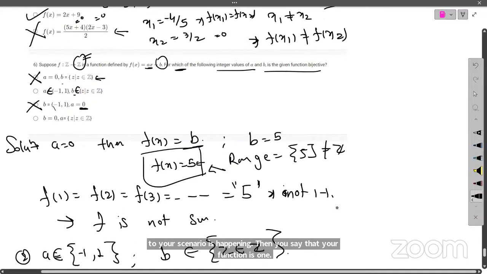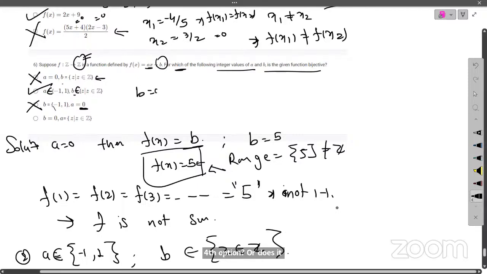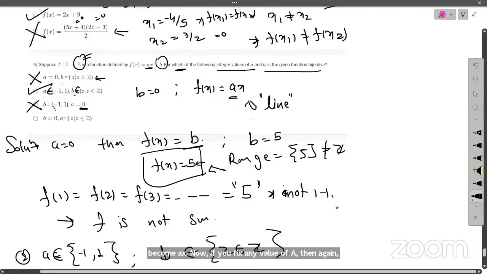Okay, ma'am. Thank you. So that means this option is correct. Yes. Fourth option is also right, ma'am, I think. Fourth option, what does it say? Yeah, again, it will become a line. If you take any a, since b is equal to 0, your f of x will become ax. Now, if you fix any value of a, then again, it will be a line passing through origin, right? And via the same thing, line is injective, bijective. So that's why the fourth option is correct.